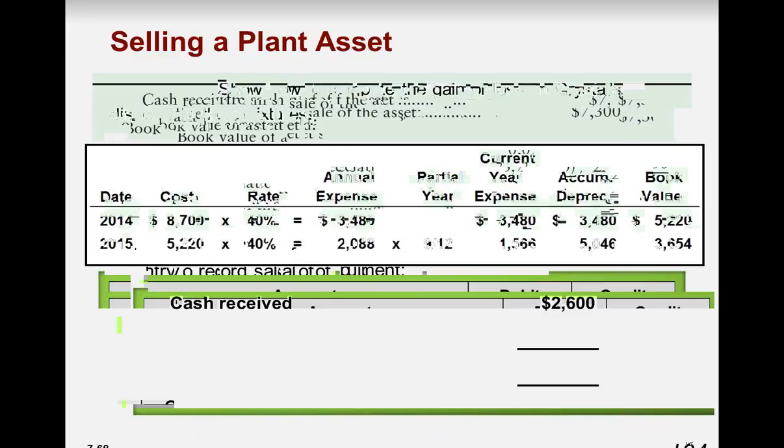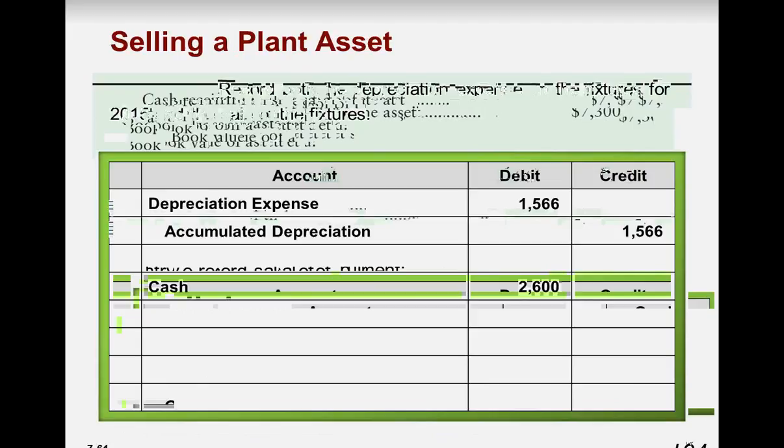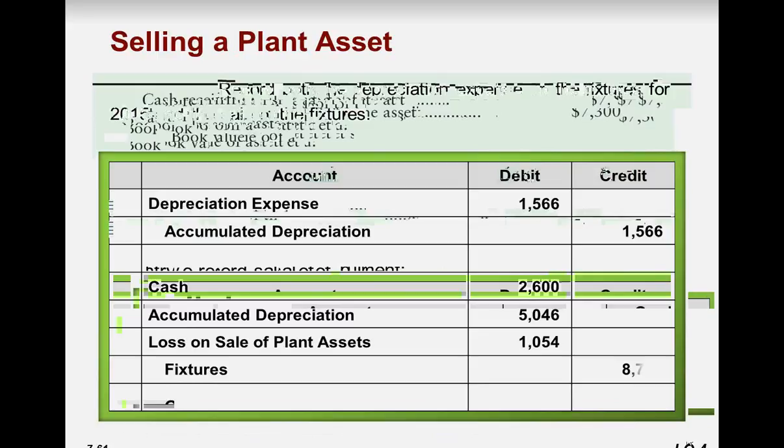So I always have to update my depreciation, keep that in mind. And then when I get ready to sell, my first step is to, again, update my accumulated depreciation. Then I record the sale. And it can be a gain or loss.